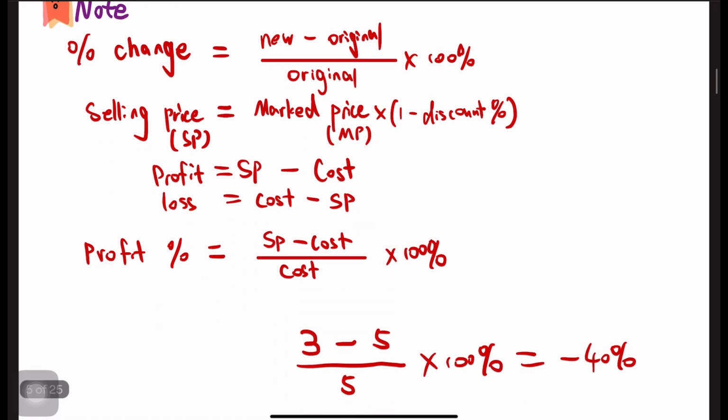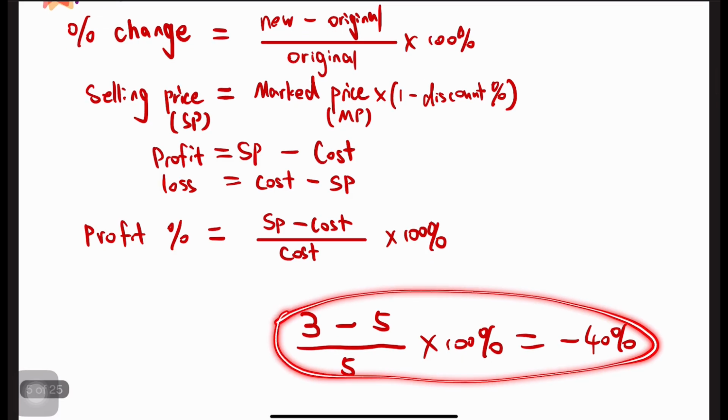Then they may tell you that they have a loss percentage. What is the meaning of loss percentage? It actually means that, for example, the selling price is now 3 and the cost is $5. 3 minus 5 over 5 times 100%, you will have negative 40%. So it means that you lost 40%. In this case, this is the loss percentage.